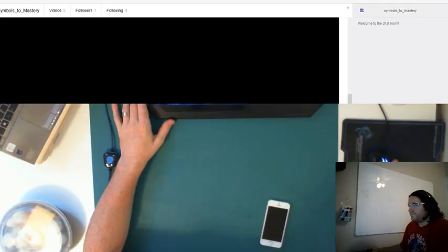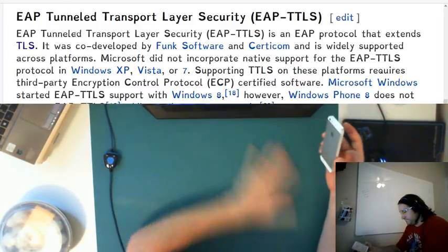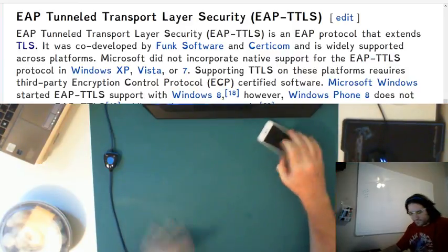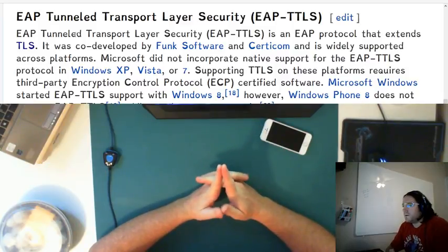Okay. Last time, where I left off: EAP Tunneled Transport Layer Security, EAP TTLS.